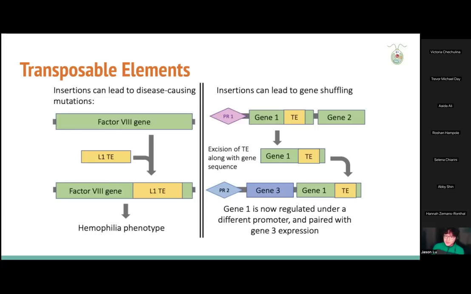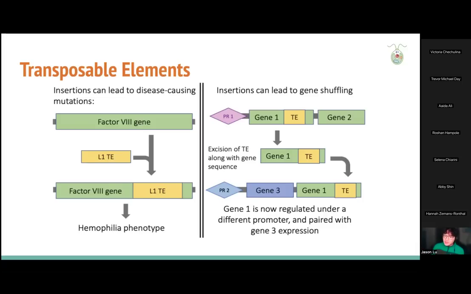We can also have insertions that lead to gene shuffling. So essentially when a transposable element goes into gene 1 here, and then it's removed, it doesn't just take out itself. It takes out this entire part of gene 1. And then when it's added, it is now added together with that gene to a new section.